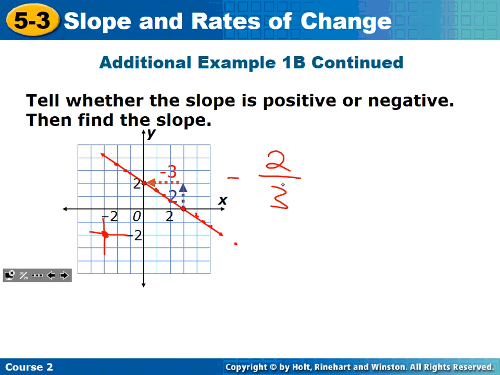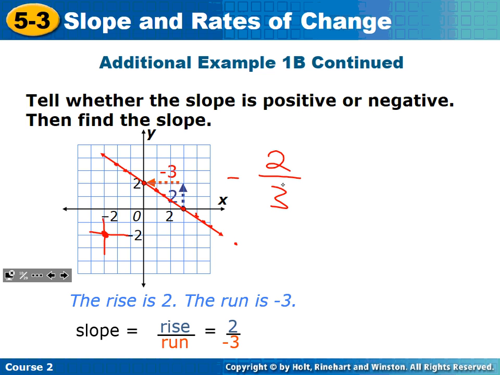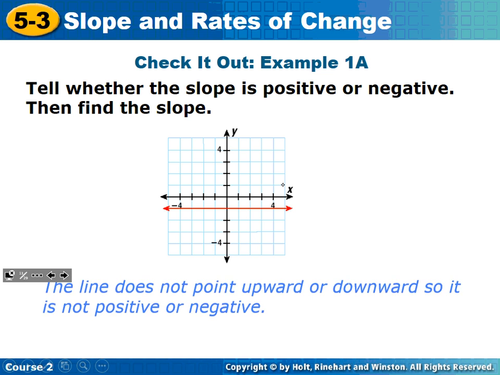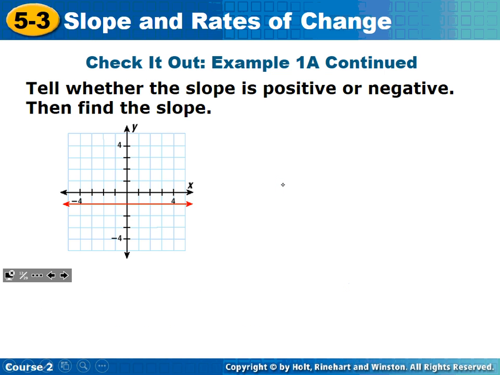We'll do a couple of these. Rise is 2, run is -3, so the slope is -2 over 3. Reading it right to left. Positive or negative? Elijah? Does it go up? Does it go down? It's no slope. It is not positive or negative. It doesn't have a slope.